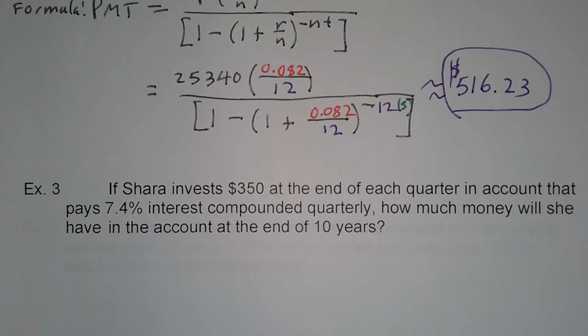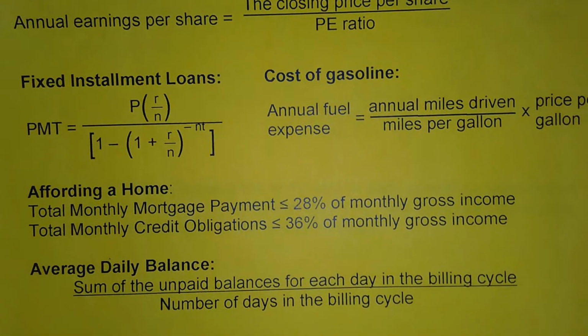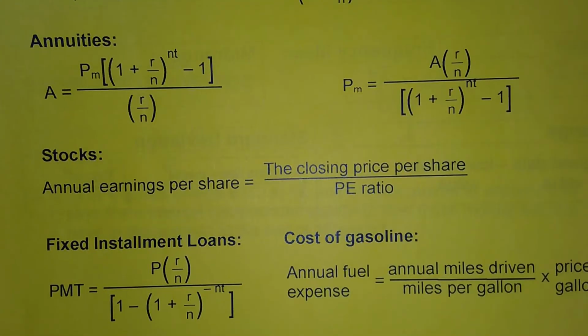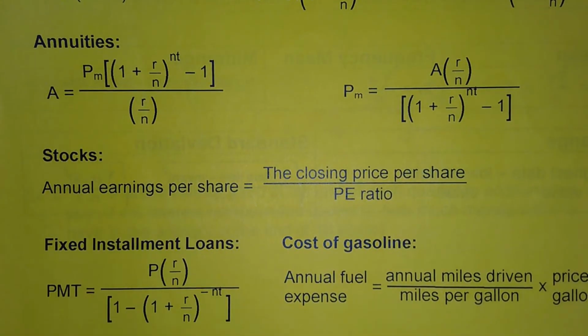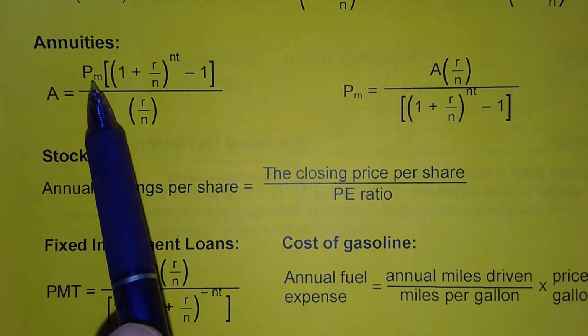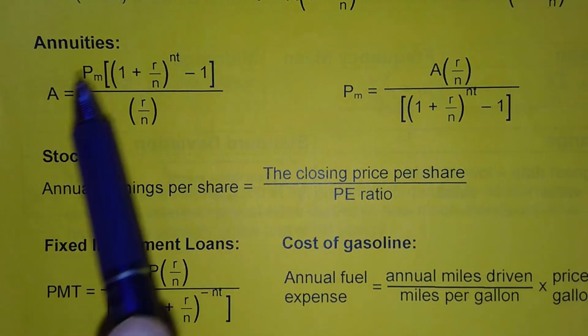Alright, let's try problem number 3. If Shara invests $350 at the end of each quarter in an account that pays 7.5% compounded quarterly, how much will she have in the account at the end of 10 years? So this problem is, we've got a periodic deposit. So anytime we've got a periodic deposit, we've got to use our annuity formulas. So remember, the annuity formulas are up here. We've got how much is going in per month, or sorry, in this case per quarter. So we're using this first formula here. So let's go ahead and write it down.